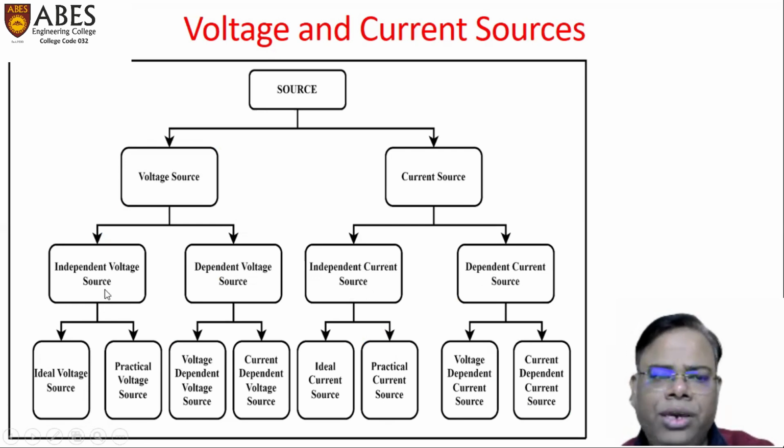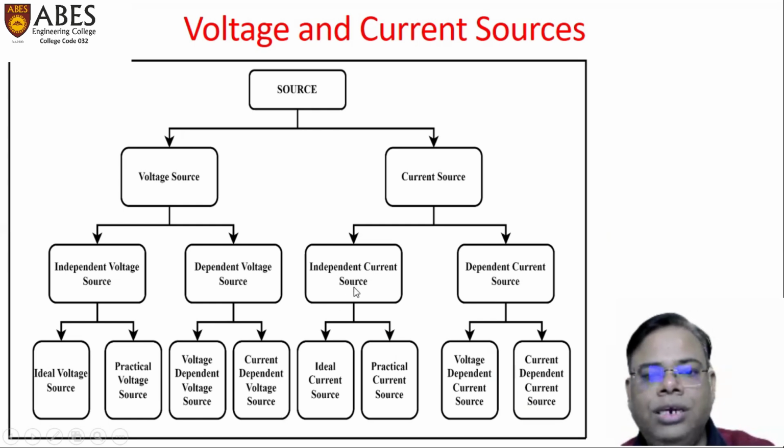Further, we can subdivide these categories into two categories also. As you can see, independent voltage source can be categorized into two categories. First one is ideal voltage source, second one is practical voltage source. If we talk about the dependent voltage source, it can be categorized into two categories. First one is voltage dependent voltage source and current dependent voltage source.